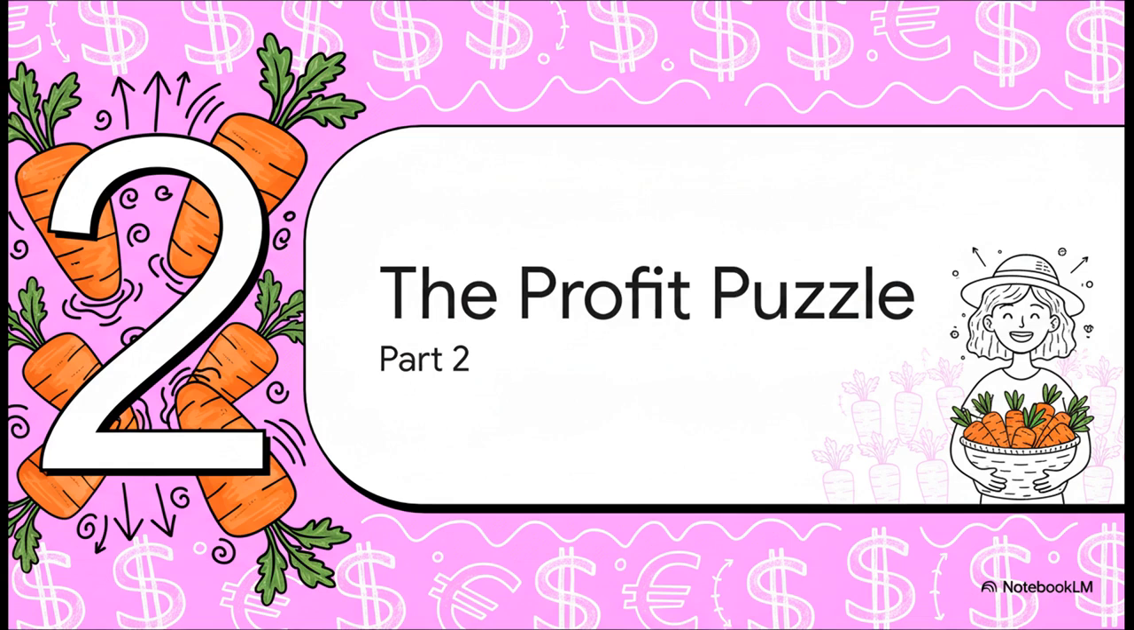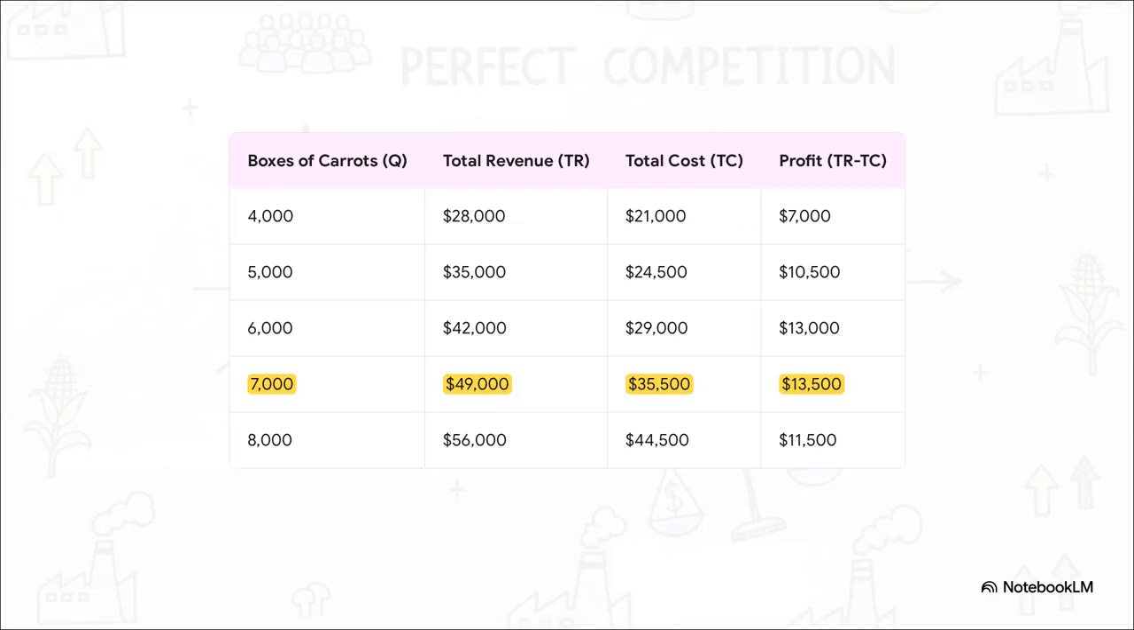Well, to figure that out, let's meet Sasha. She's a carrot farmer, and her goal is really simple. She wants to make as much profit as possible in this incredibly tough market. Take a look at this table. It basically lays out Sasha's options. If she grows, say, 6,000 boxes of carrots, she makes a decent $13,000 profit. But look what happens if she tries to produce more. At 8,000 boxes, her profit actually drops. The sweet spot, as you can see, is right there at 7,000 boxes. That's where she hits her peak profit of $13,500.